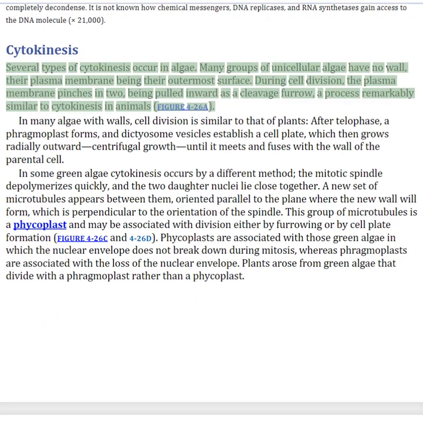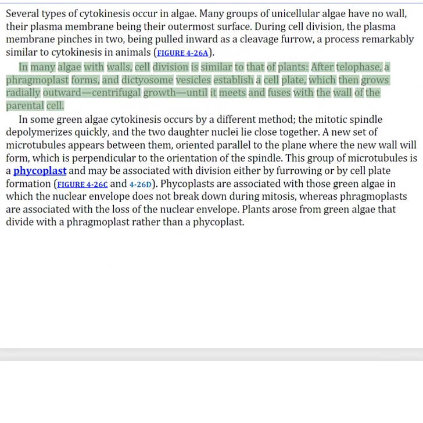Cytokinesis. Several types of cytokinesis occur in algae. Many groups of unicellular algae have no wall, their plasma membrane being their outermost surface. During cell division, the plasma membrane pinches in two, being pulled inward as a cleavage furrow, a process remarkably similar to cytokinesis in animals. In many algae with walls, cell division is similar to that of plants. After telophase, a phragmoplast forms, and dictyosome vesicles establish a cell plate, which then grows radially outward, centrifugal growth, until it meets and fuses with the wall of the parental cell.